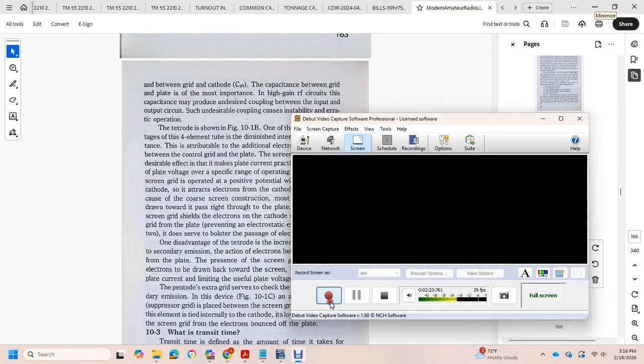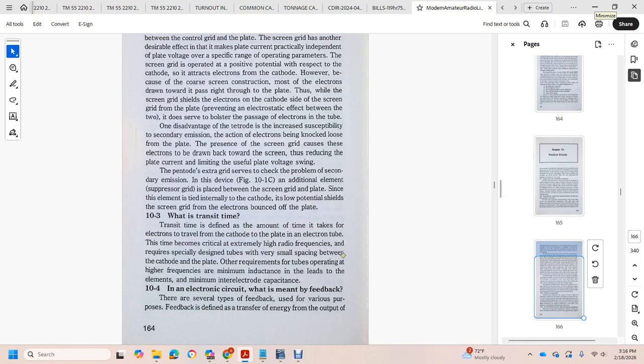What is transit time? Transit time is defined as the amount of time it takes an electron to travel from the cathode to the plate in the electron tube. It becomes extremely critical at extremely high radio frequencies, requiring tubes specifically designed with very close spacing between the cathode and plate. Other requirements for tubes operating at higher frequencies are minimum inductance of the leads and elements and minimum inter-electrode capacity.